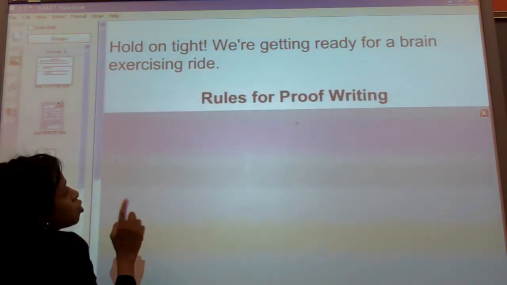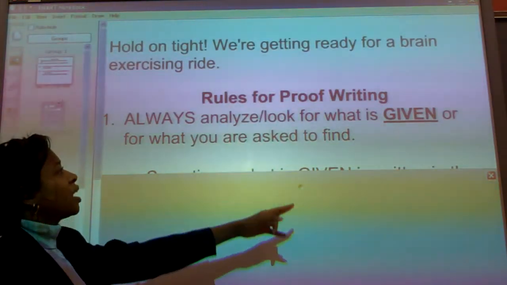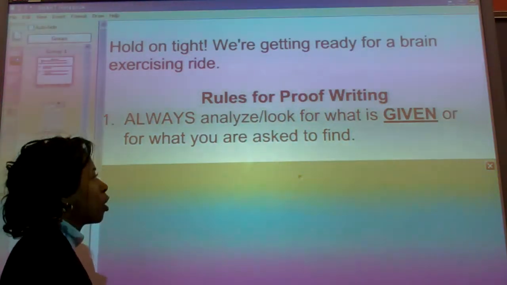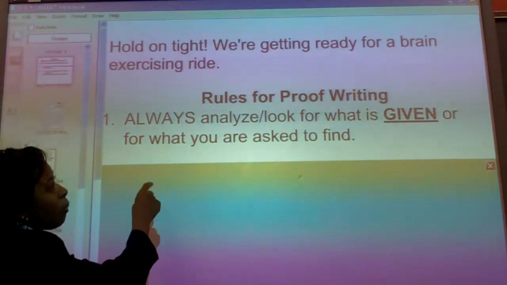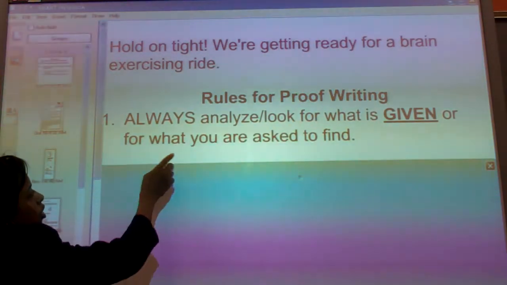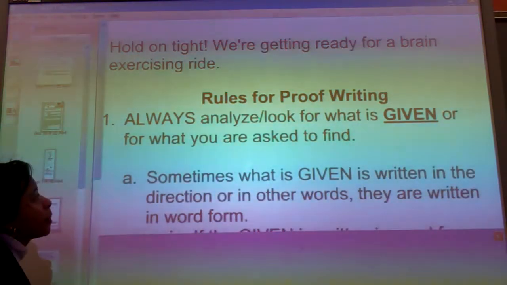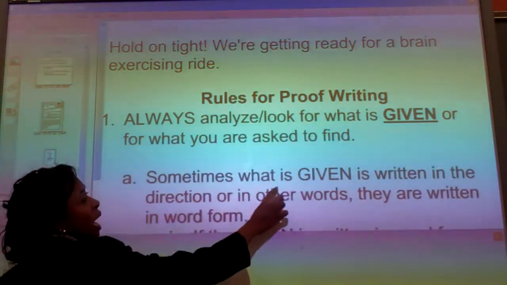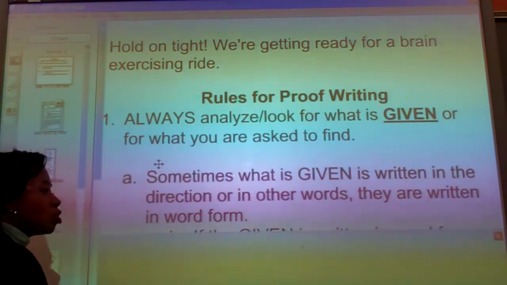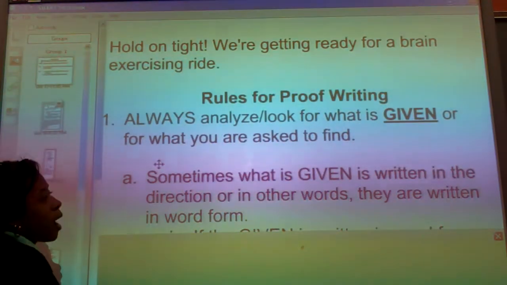All right, so here's the rules for proof writing. Number 1, you always analyze or look for what's given, for what you're asked to find, in other words. What's given. And I'm going to walk back through these proof writing steps as we go through an example. Always look for what's given. Number 2, well actually 1A. When you're given something, sometimes what's given is written in the directions. They tell you directly when they type the word problem. They give you the given when they write the word problem.